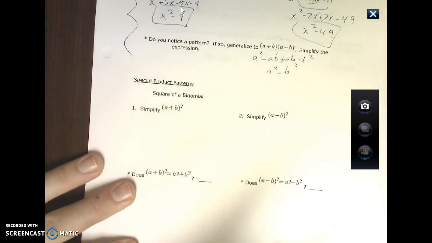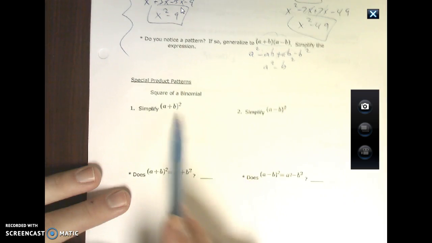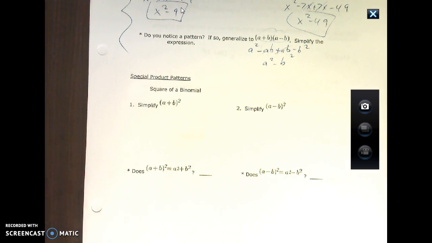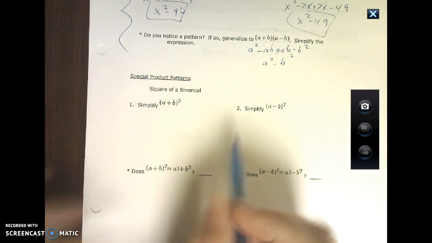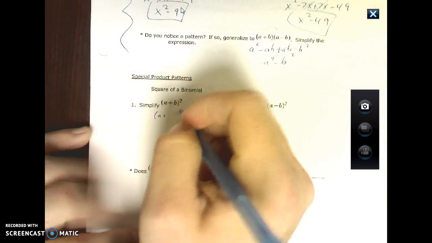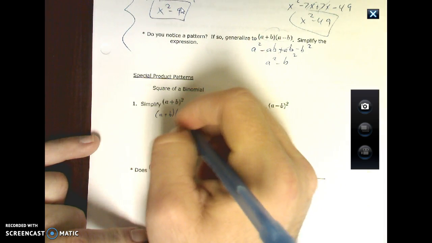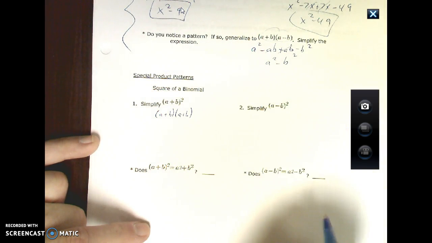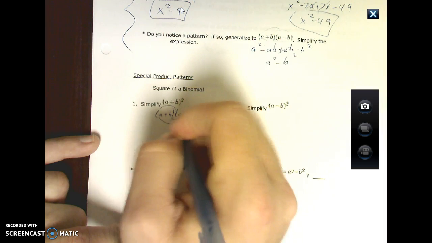Now, the next one we're going to take a look at is called a square of a binomial. So if I was asking you guys to simplify this, bear with me for the variables. It'll get easier once I give you guys numbers. What this is saying is a plus b times a plus b. Alright, first, outer, inner, last.